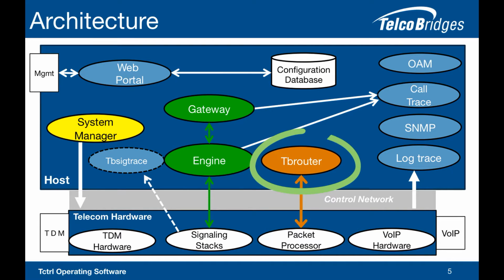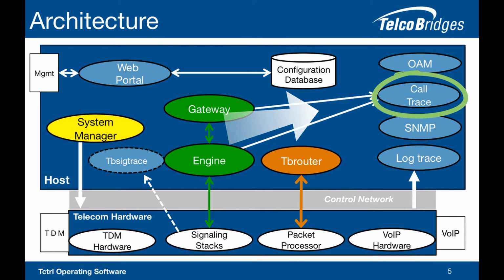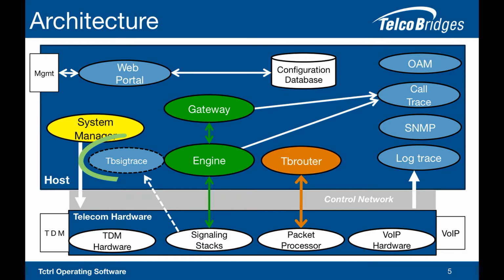The TB router is the core application involved in SBC packet processing. It performs packet filtering, packet access control, and RTP relay. CallTrace gathers live call information from the engine and gateway to provide high-level call flow analysis. For deeper analysis, the TBSigTrace application can be used to live capture the low-level signaling messages in PCAP files or live display them directly in Wireshark's open-source packet analyzer.